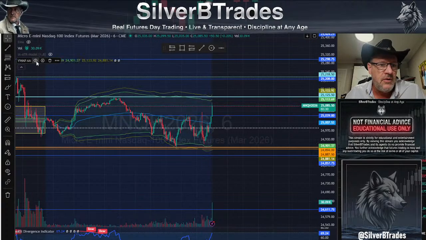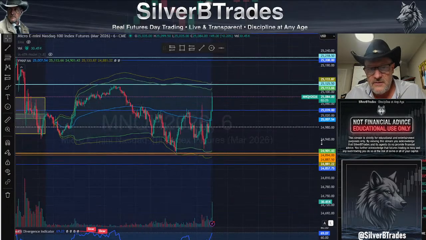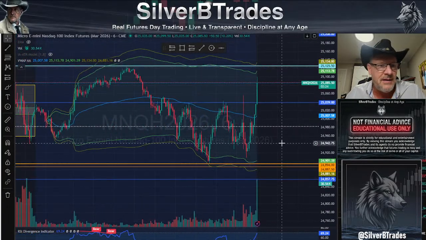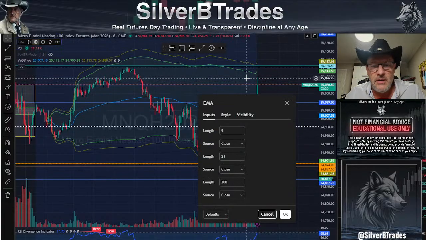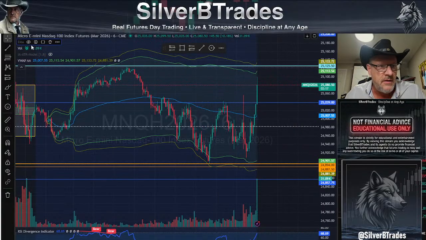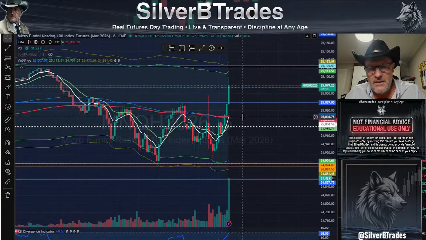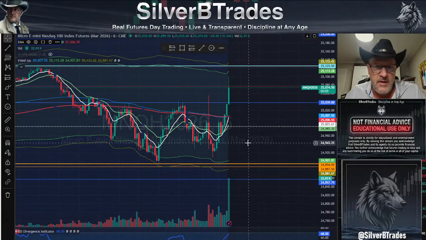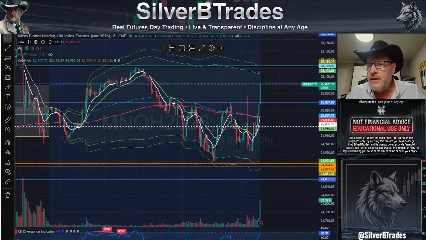And then I do use VWAP. That's here. This indicator is VWAP, or volume weighted average price. And I also use the 9 period EMA, which is this white line, and the green. So we'll talk more about that in the other live.